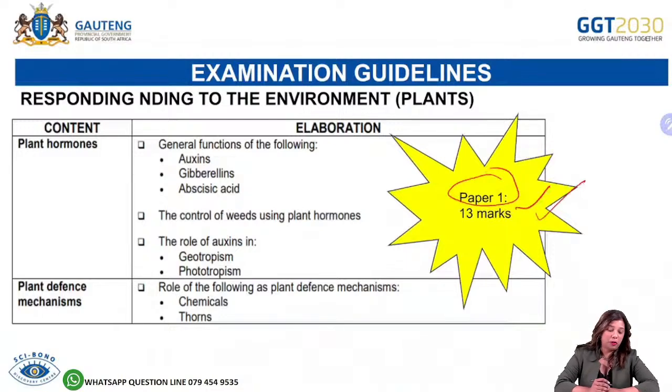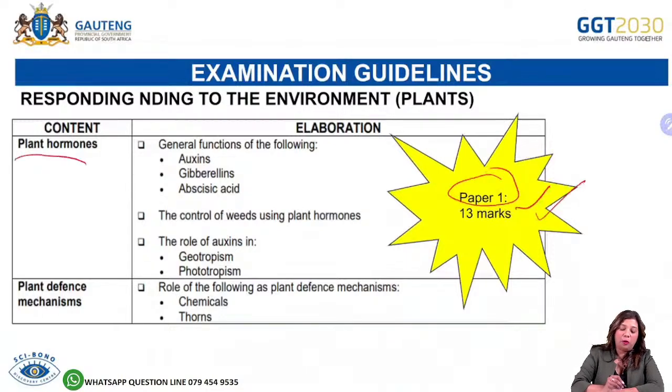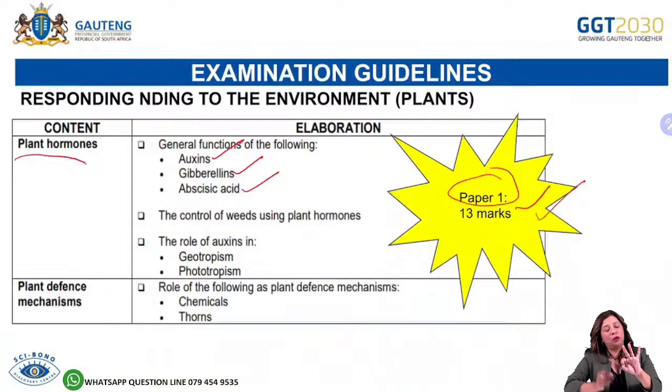So let's look at what we're going to cover. We're going to cover plant hormones. In plant hormones, there are 3 specific plant hormones that you need to know: auxins, gibberellins, and abscisic acid. When you look at these 3 hormones, you must know the functions of each particular hormone. At the end of the session, you should be able to recite it to me. Then the control of weeds using plant hormones. This is where agriculture comes into play. If you're interested in agriculture, you'll be able to get some useful information.